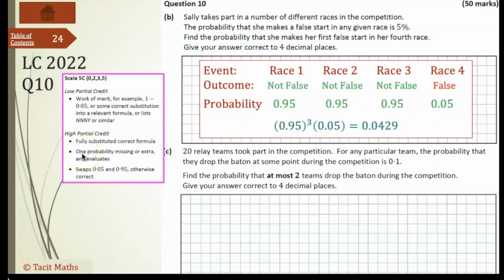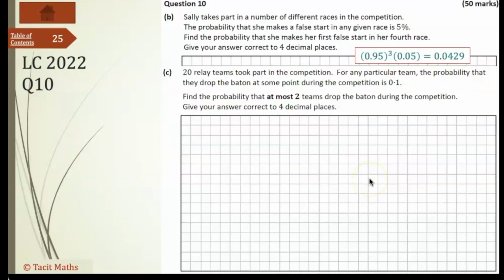It's good to write it out like this, because when we get to part C, this is a proper Bernoulli trials question, where you need to use the Bernoulli trials formula. So 20 relay teams take part in the competition. For any team, the probability that they drop the baton is 0.1. Find the probability that at most 2 teams drop the baton during the competition.